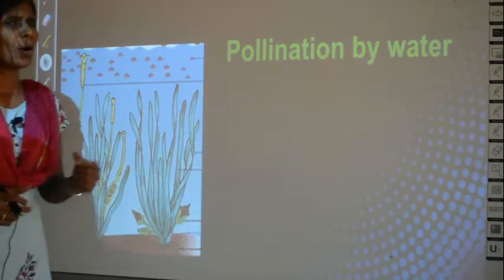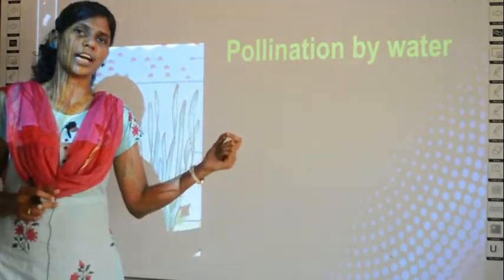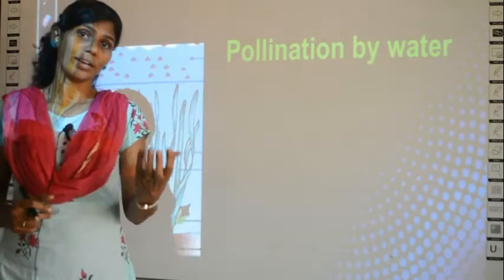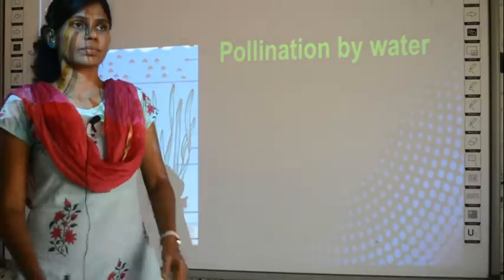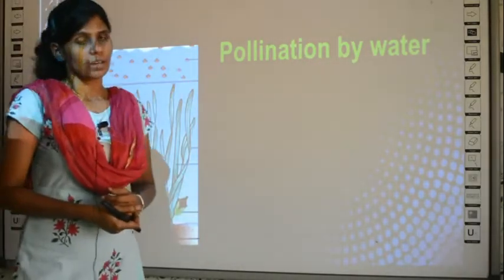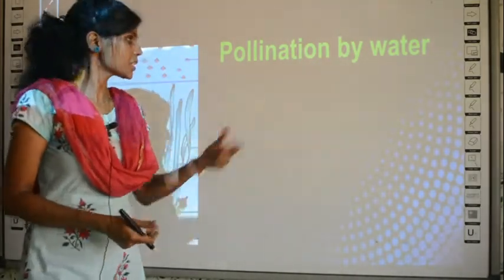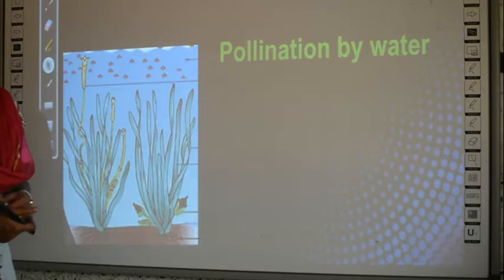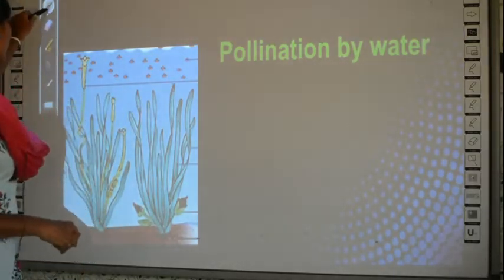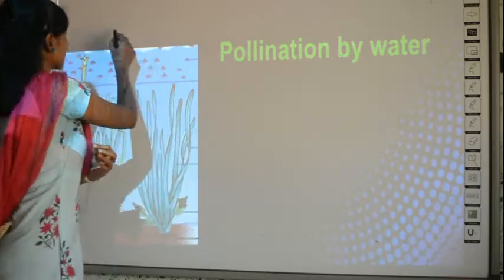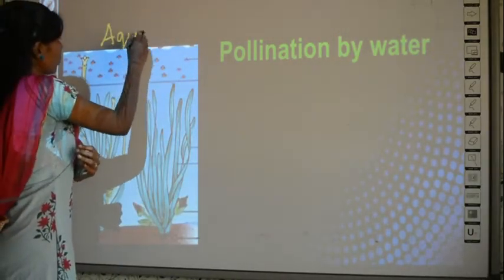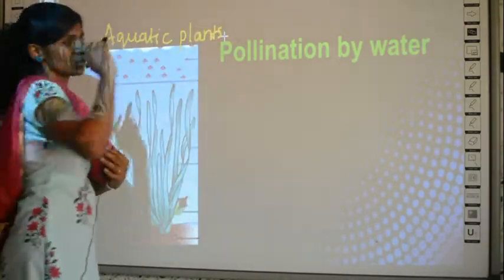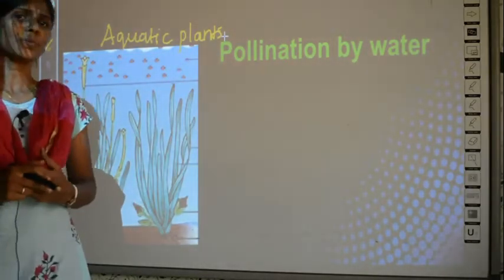Next we learn about pollination by water, how water acts as an agent, or how it supports if the pollination is going to happen. The last agent which acts as pollinating agent is water. See, under the water you have many plants. They are called aquatic plants. The plants which can live in water are called aquatic plants.